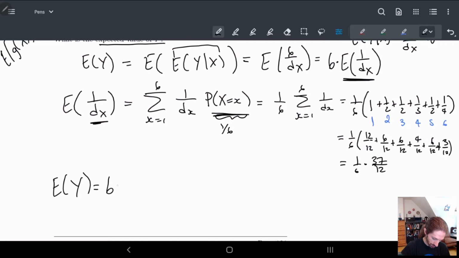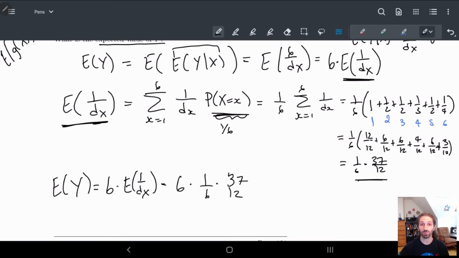E of y is 6 times E of 1 over d of x. And the expected value of 1 over d of x is this. So in here we can plug this in. It's 1/6 times 37 over 12. And now you see why I left the 1/6 there. These 6's cancel, and I'm left with 37 over 12. And 37 over 12 is roughly equal to 3.08333, etc., with the 3's repeating forever.